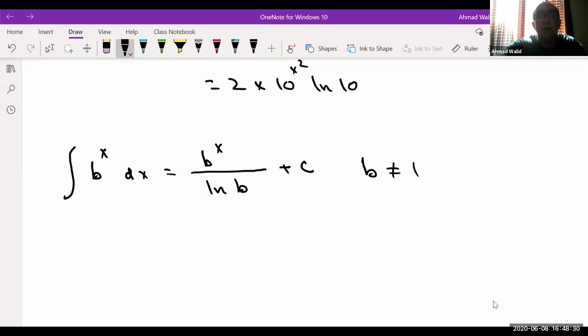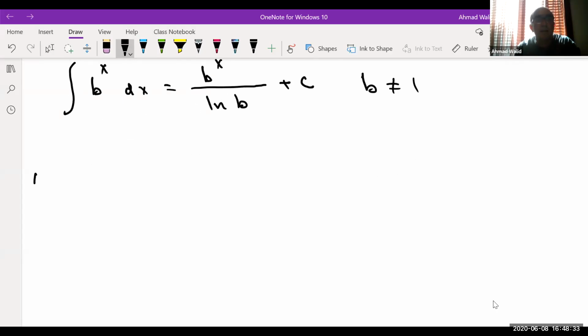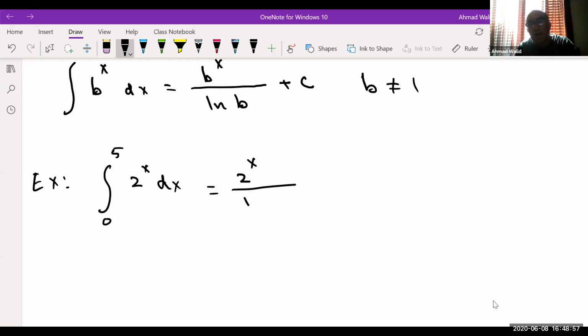For example, let's do an example. Integral from 0 to 5 of 2 to the power of x dx. If I apply the rule, the integral of 2 to the power of x gives me 2 to the power of x over ln of b. How much is your b here? Your b is 2, so 2 to the power of x over ln 2, from 0 to 5.